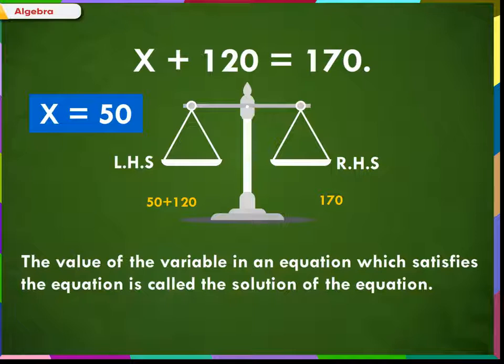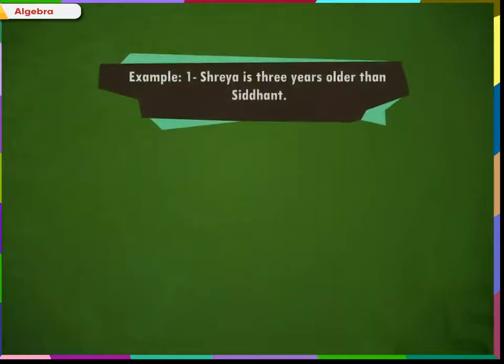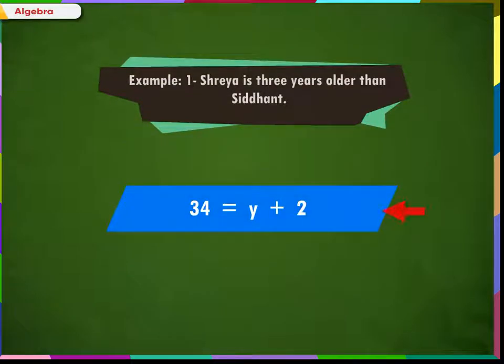Let us now see a few examples to understand the topic better. Example 1. Is this an algebraic equation? 34 is equal to y plus 2. Yes, this is an algebraic equation as it contains a variable, a constant and the equal to sign.